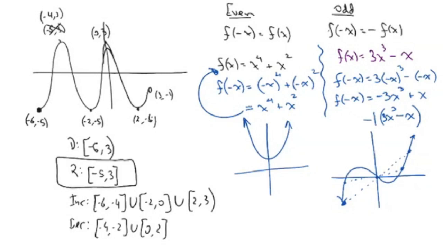Wait, where is the even function symmetrical? Over the y-axis. So any point that's over here reflects directly over the y-axis and generates another point on the other side. The y-axis is also named the axis of symmetry for parabolas. That's even and odd. All right, so that leads us into 1-4.